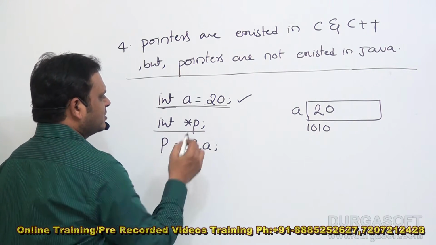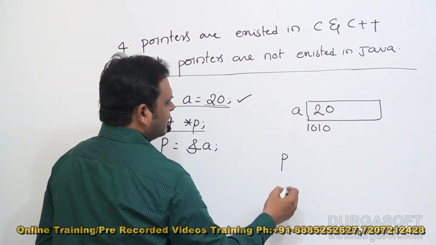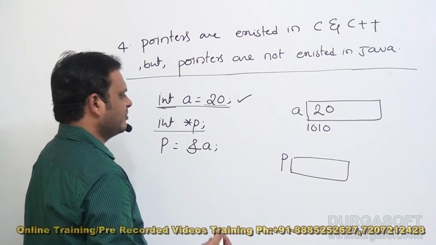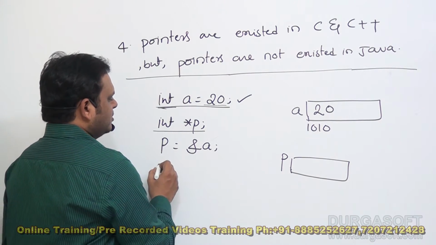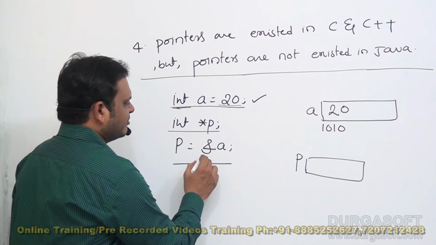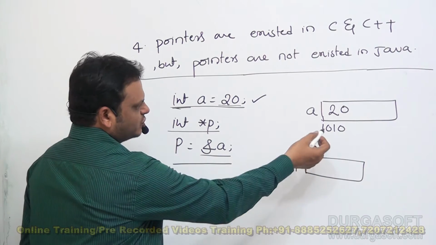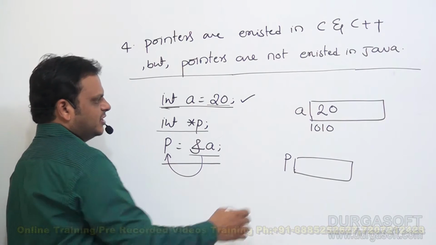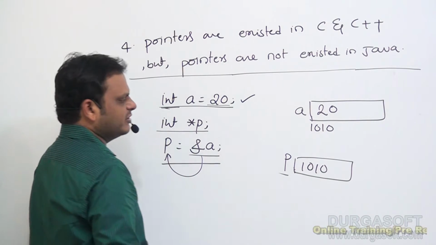When the compiler encounters int *p, immediately the p variable will get some memory allocation. The compiler will allocate the amount of memory required to store address locations. Next, p = &a. First &a will be evaluated, which means the address location of a. The address location of a is 1010, and that will be assigned to the p variable. So 1010 will be stored in p.